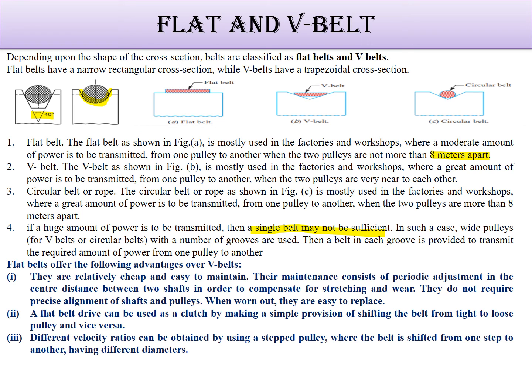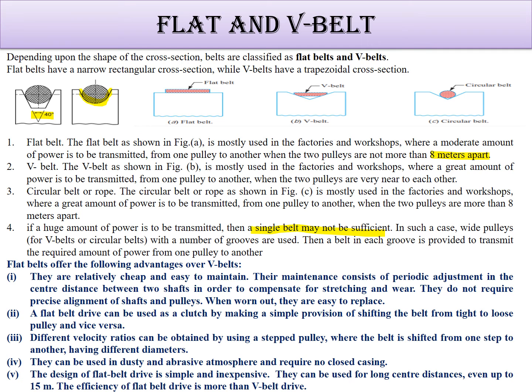Different velocities can be obtained by using a step pulley also for flat belt, and we can have different velocity ratios in one pulley only. So they can be used in dusty and abrasive atmosphere also. There is no close casing required. The design of flat belt drive is simple, inexpensive, and for long distance it is used, as we know, even up to 15 meters. So the efficiency of flat belt drive is more than the V-belt drive.